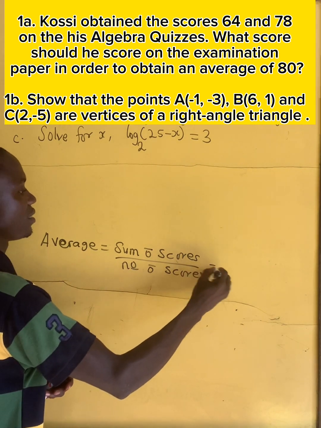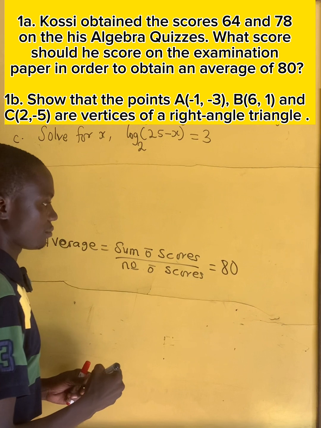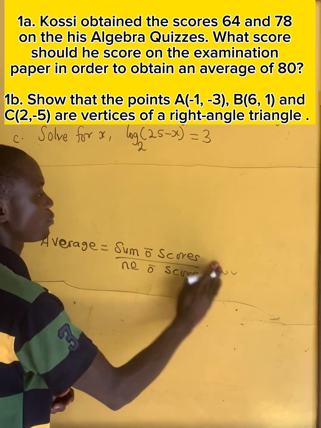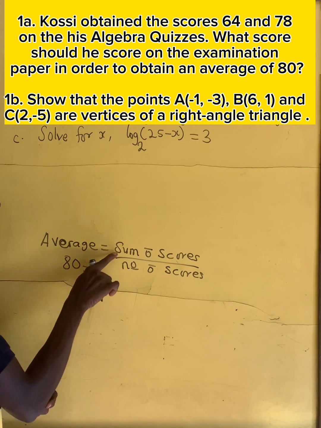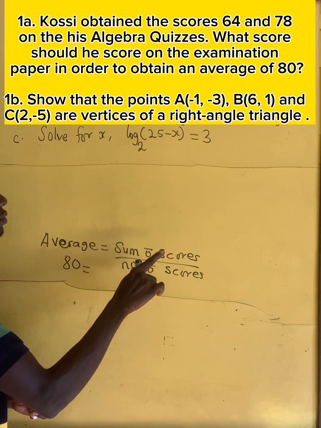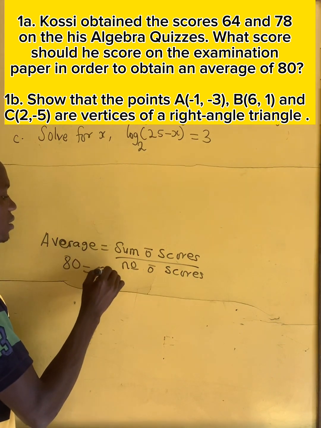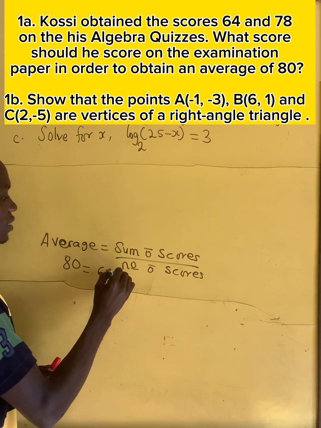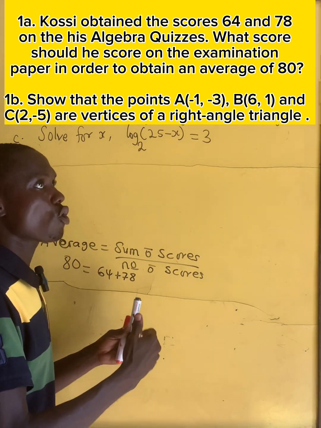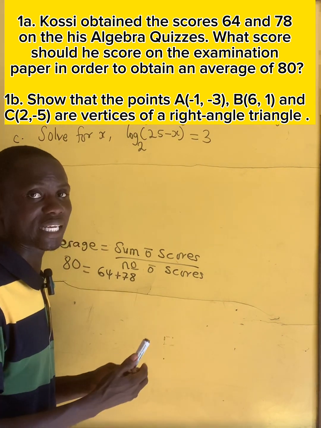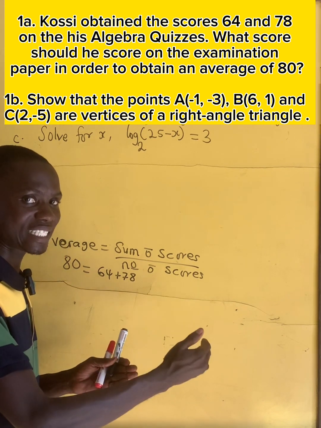Now here, the average has been given as 80. We don't know the sum of the scores. We know the sum of the two quizzes: the first quiz is 64, plus the second quiz, that is 78. But we don't know what Kossi is going to score in the third one, and the third one is not a quiz, but an exam.